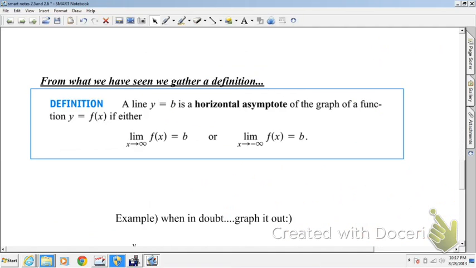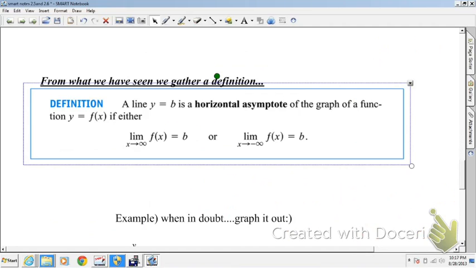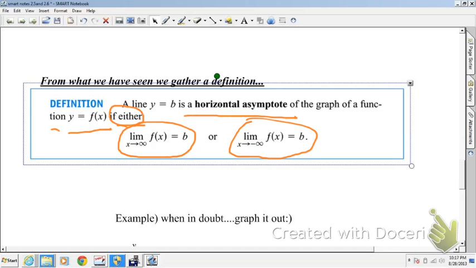Okay, so more formally from what we've gathered so far, a line y equals b is a horizontal asymptote of the graph of a function y equals f of x if either the limit as x approaches infinity of f of x equals b, or the limit as x approaches negative infinity of f of x equals b. Note it says "if either." Sometimes you'll see the horizontal asymptote existing on the right side of the function rather than the left side of the function. And I always wrote here, when in doubt, graph it out. So let's take a look at the next one.